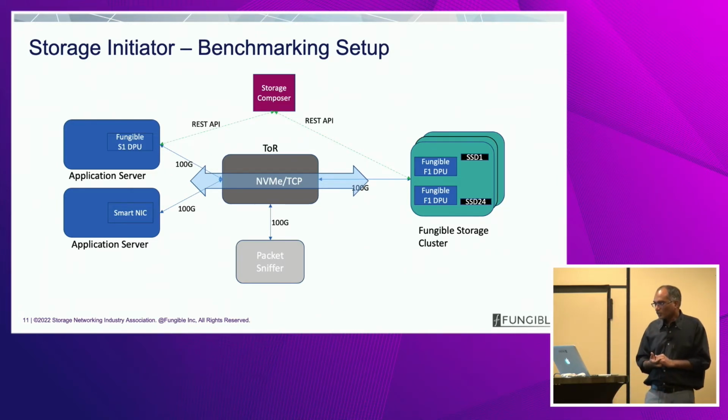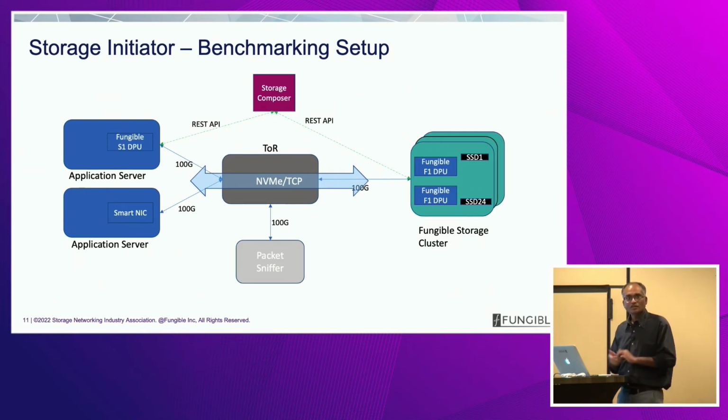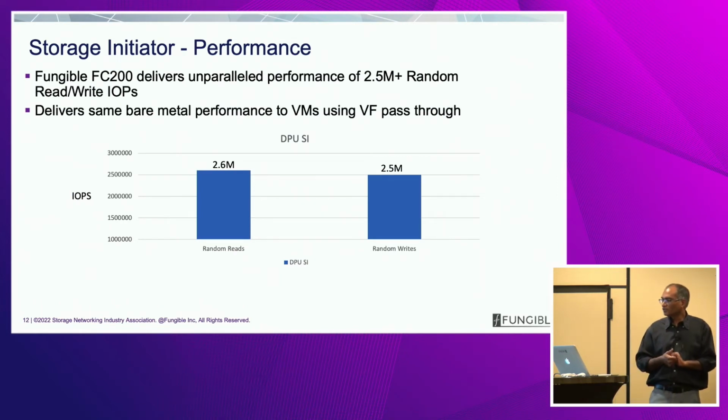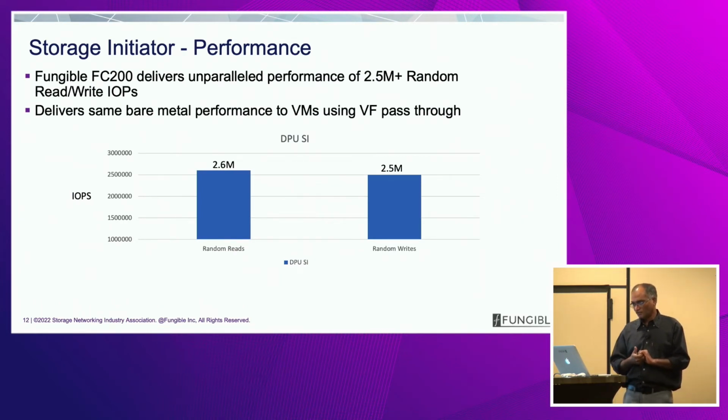Now we can go to the UI. We have a UI to use the composer. We can go to the UI, create the volumes, attach them to the VMs, and start running the workloads, FIO or any other workload. Right, so these are the results that we see today. With the Fungible FC200, which is using our client DPU, the S1 DPU, we are achieving more than 2.5 million random read or write IOPS, right? And it delivers the same performance to the bare metal as well as the VMs through the VF pass-through.